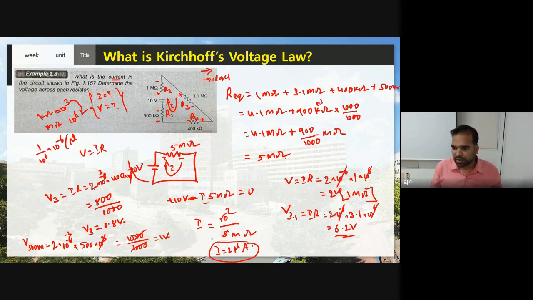Now what is the voltage drop at 1 mega ohm? This is 2 volts. And what is the voltage drop at 3.1? Here it is 6.2 volt. Okay. Now what is the voltage drop at 400? This is 0.8 volt. And voltage drop at 500 kilo ohm, this is 1 volt. Now if you add all these voltages, that will be equal to 10 volt. So this is the procedure for applying KVL in any given circuit.